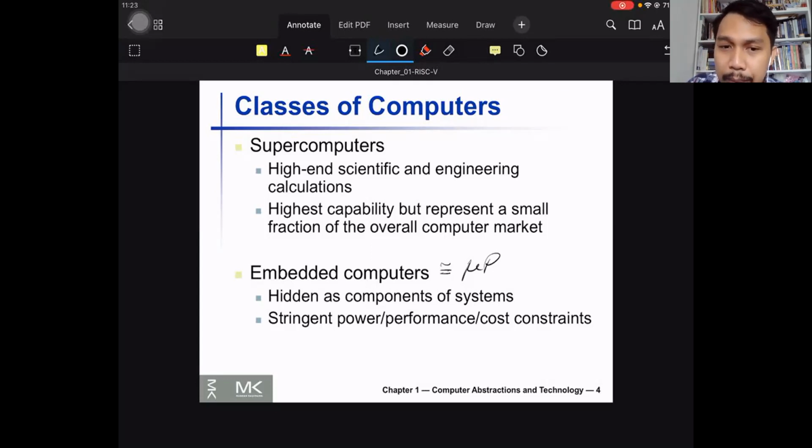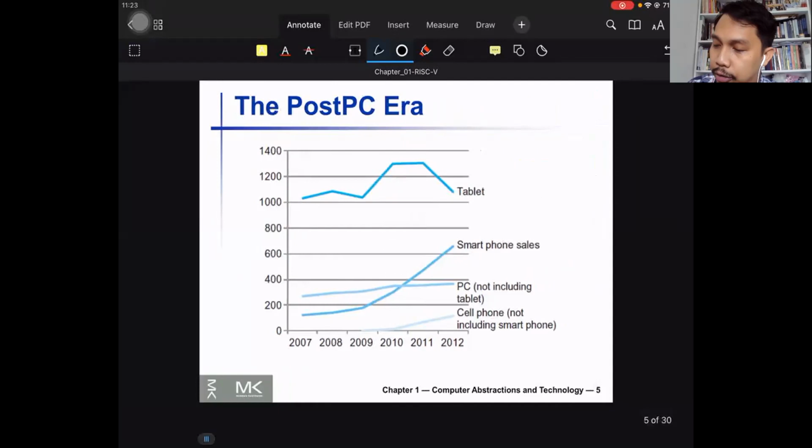We could also consider the Arduino Uno and the Raspberry Pi as embedded computers, but those are customizable or programmable embedded computers. So those are the classes of computers.